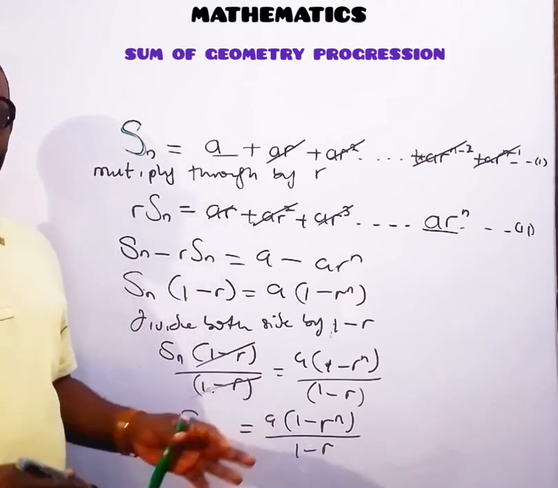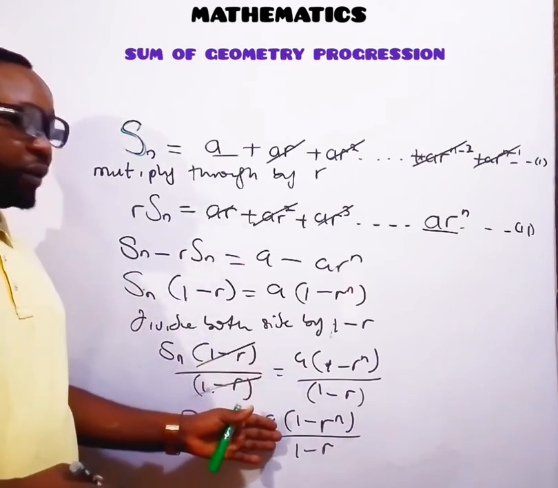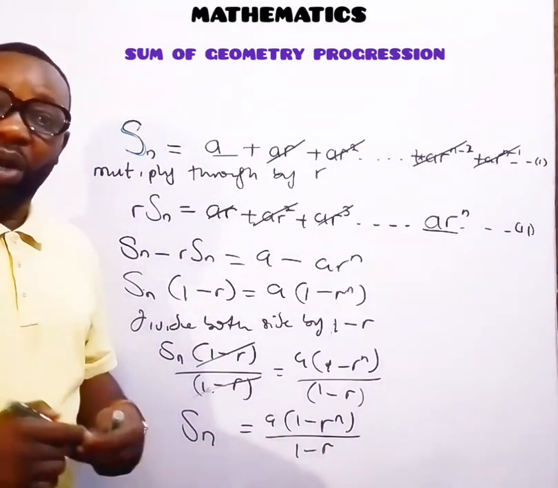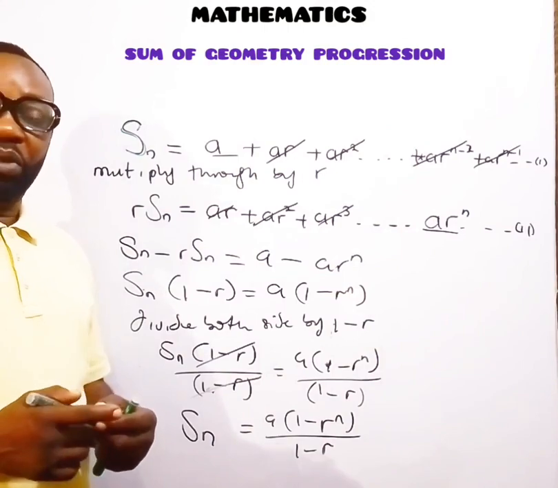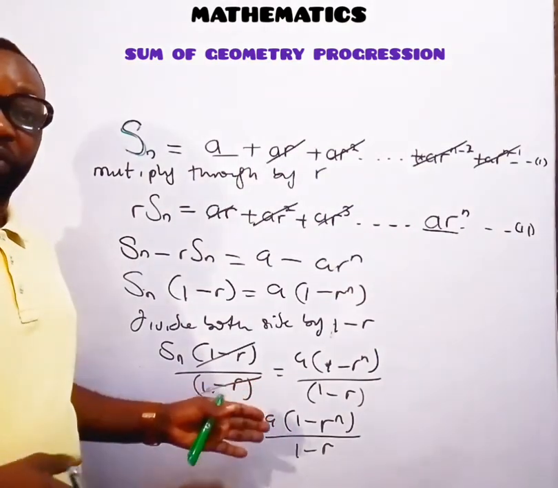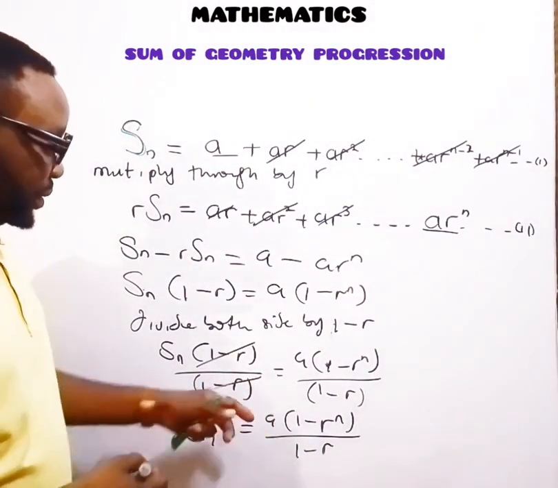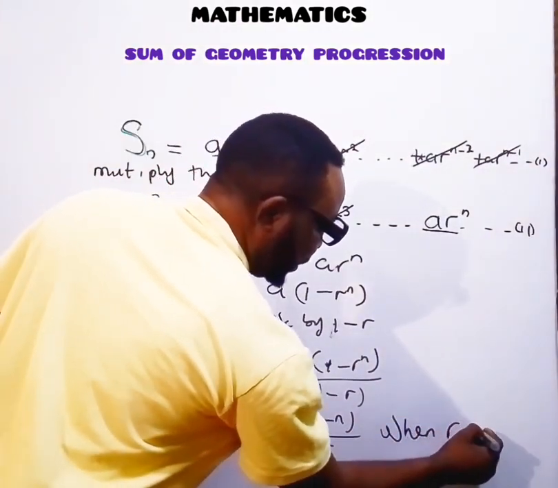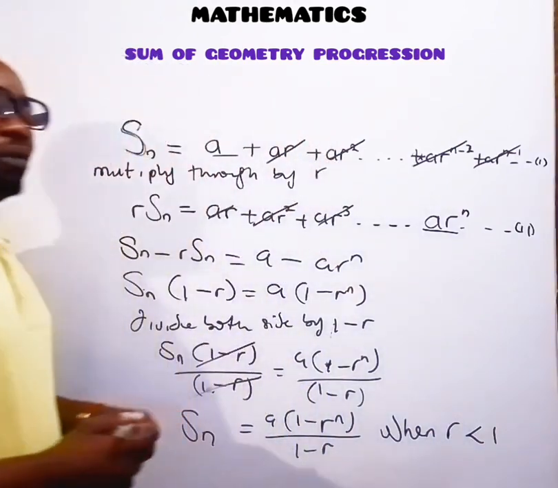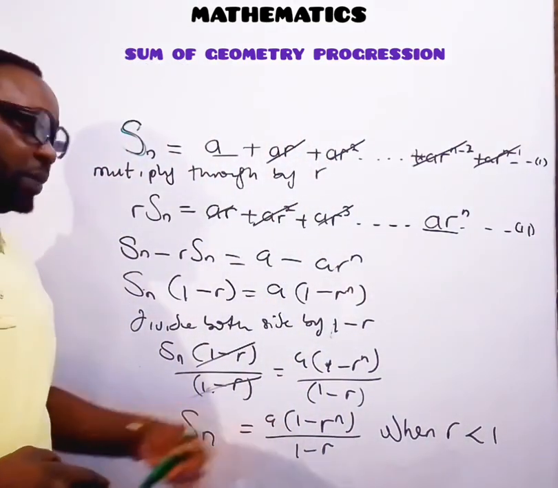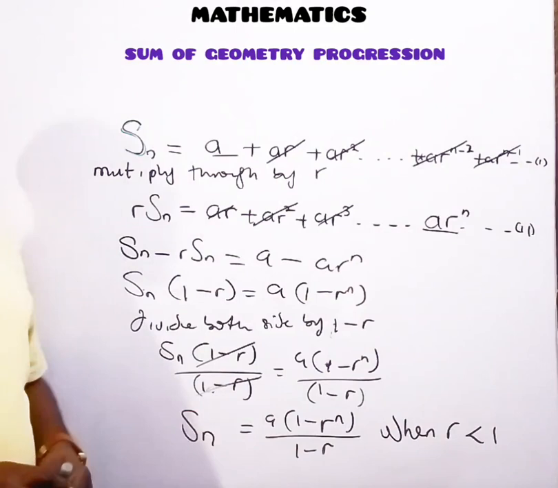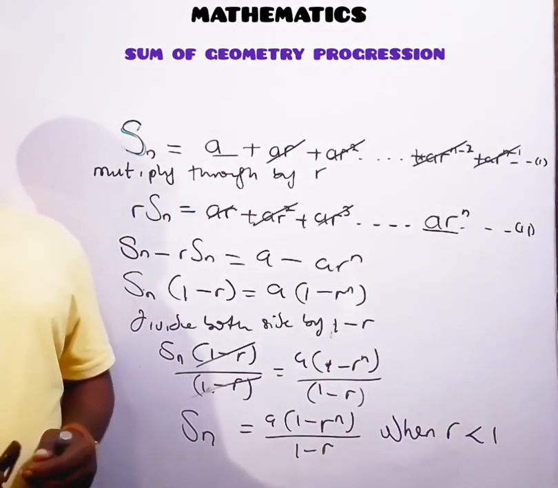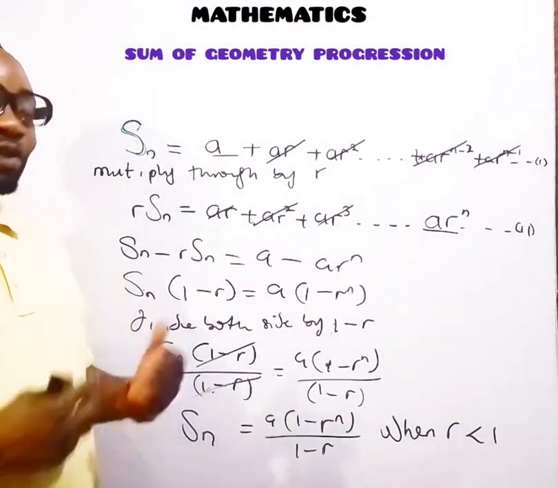We have been able to get the formula for when r is greater than 1. That is the formula best suited for such a question when r is greater than 1. Then this one here is very suitable for when r is less than 1. When r is less than 1, you can make use of this formula to solve the sum of the nth terms. Let's now look at some questions on the sum of n terms.